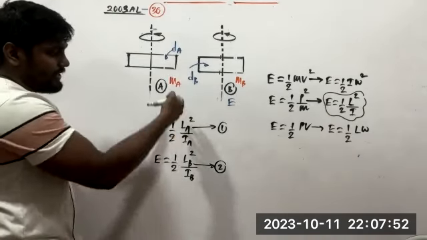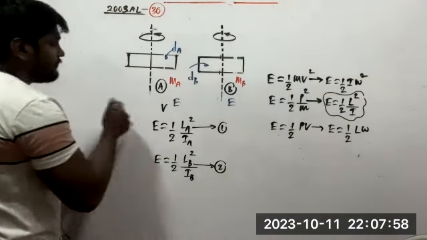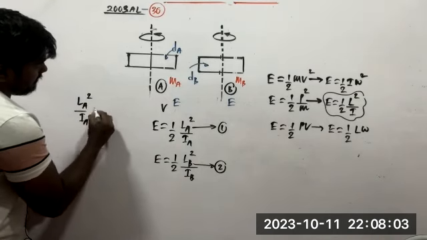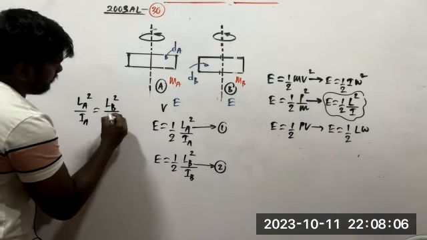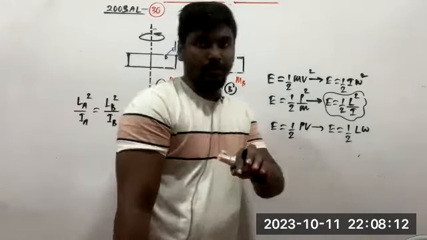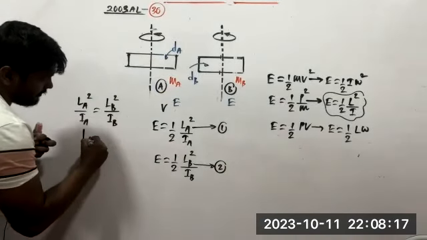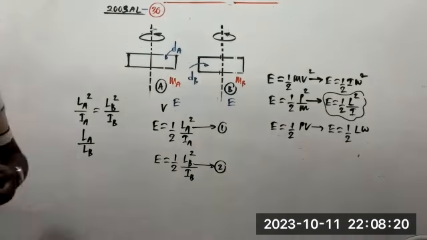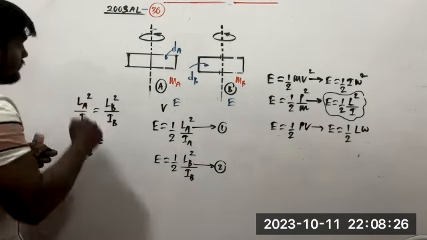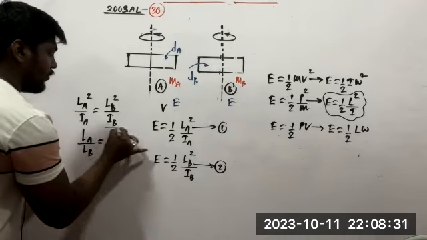So then I can equate them. If I equate them, I can write LA squared over IA equals LB squared over IB. Now I need to find the ratio of LA to LB, the angular momentum of A to the angular momentum of B. Then I can write LA to LB equals the square root of IA to IB.